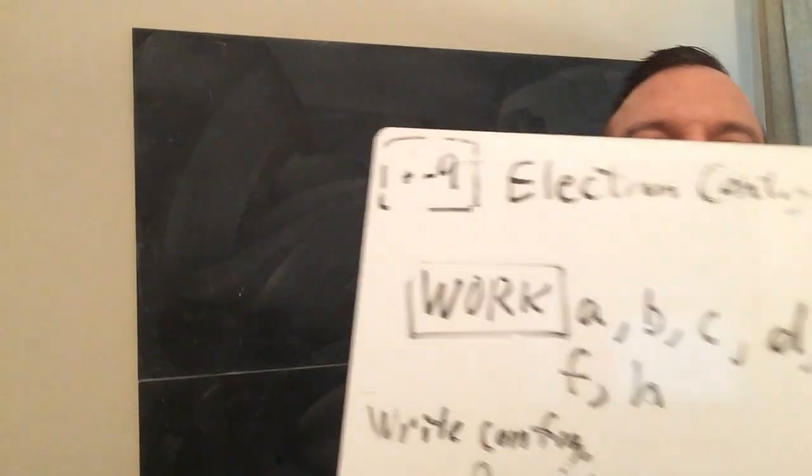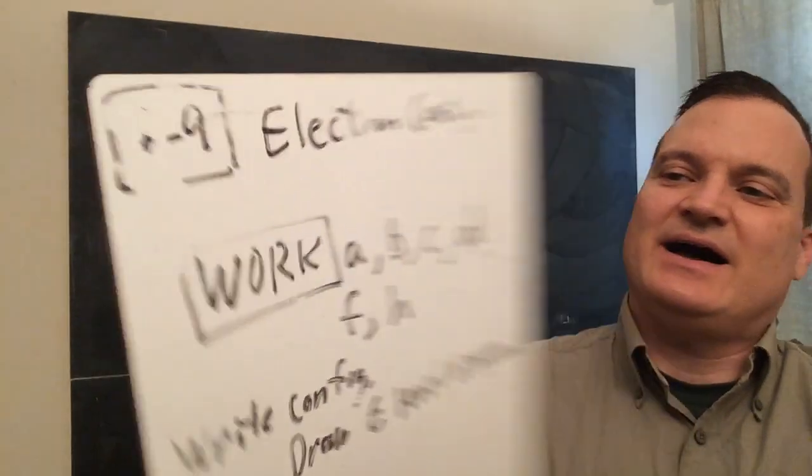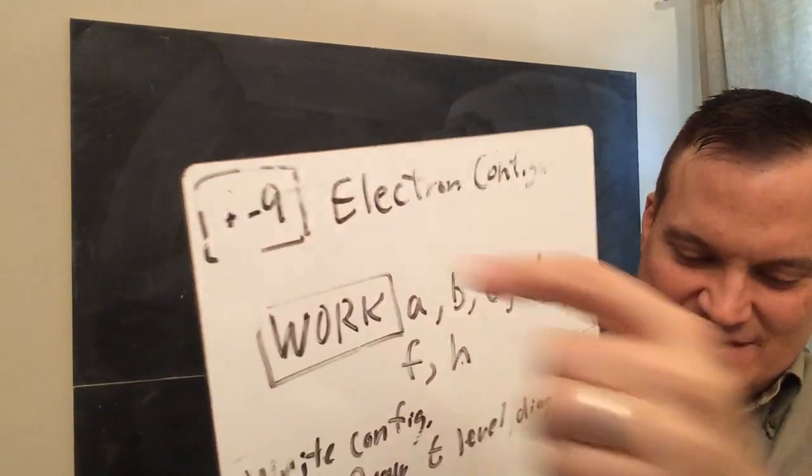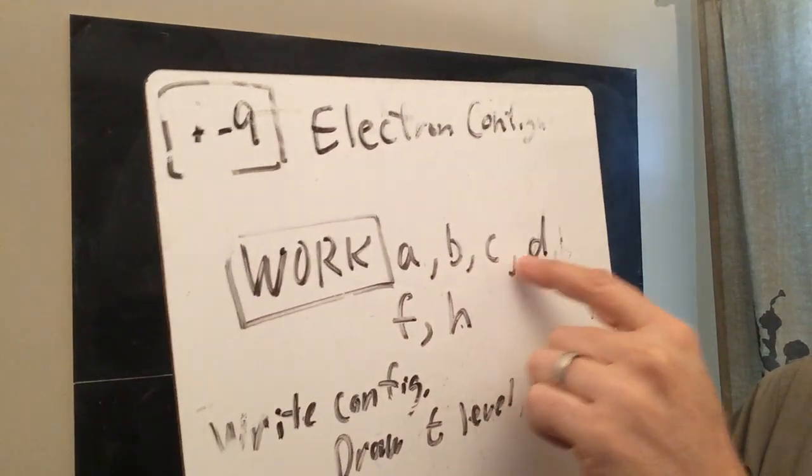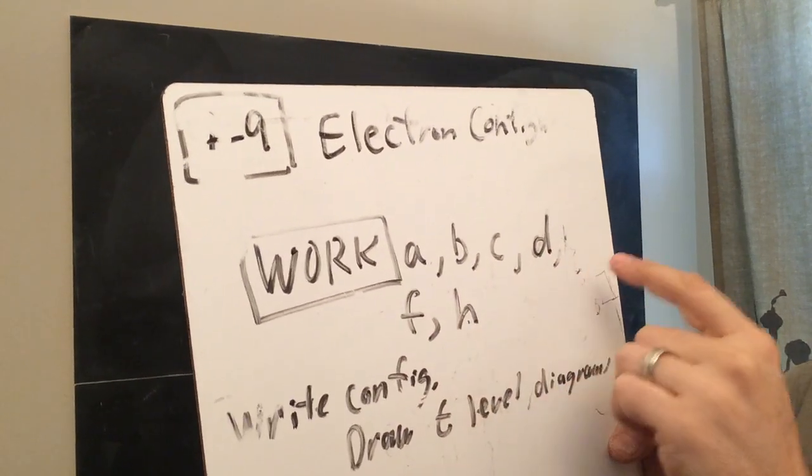All right, electron configuration, lesson 7-9. They got rubbed off already. 7-9. Work on the worksheet. You'll do letters A, B, C, D, F, and G. So you're going to skip E and G for now. But then after the next lesson, you'll do those others as well.